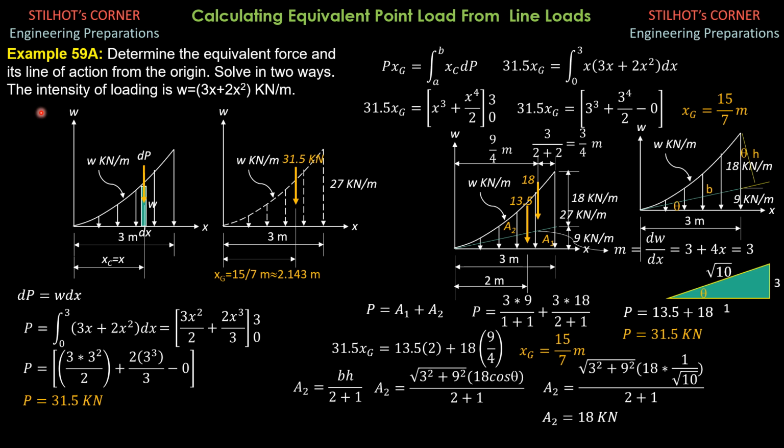Solved in two ways. The intensity of loading is given by w equals 3x plus 2x squared in kilonewton per meter. So this is the line load. And remember that this line load can be represented by a concentrated load P, and that is only done when you compute for external reactions. You cannot do this when you determine the internal forces in a structural element.